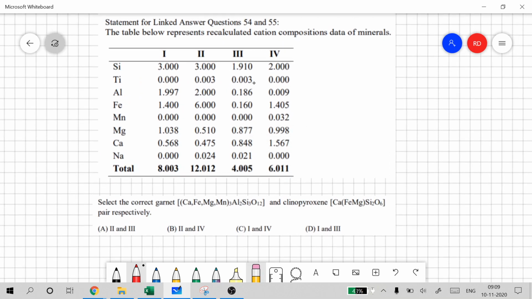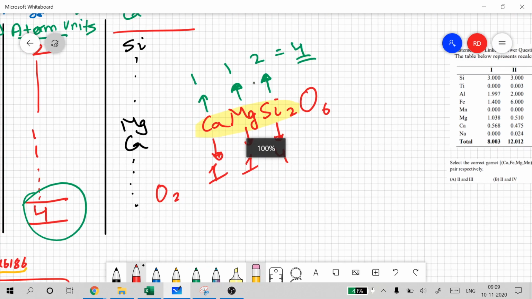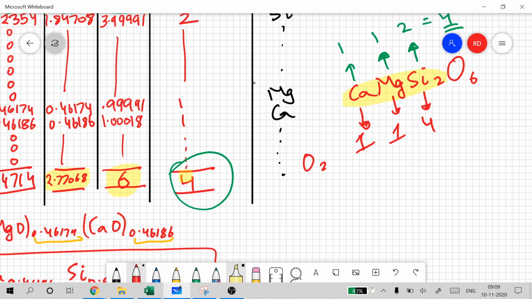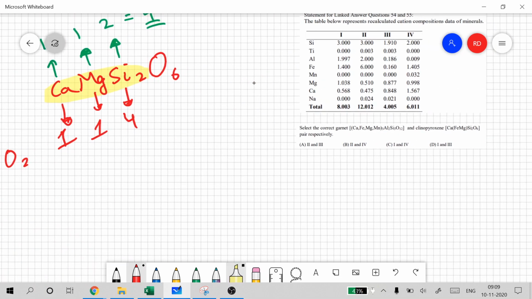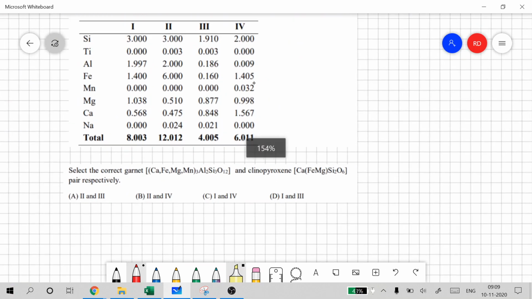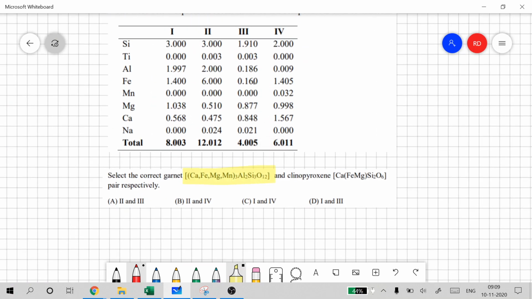Just what we did in the final step, all this adds up to the total number of cations in a rock. How many total cations are there in this mineral? In garnet, how many? 8. 8.